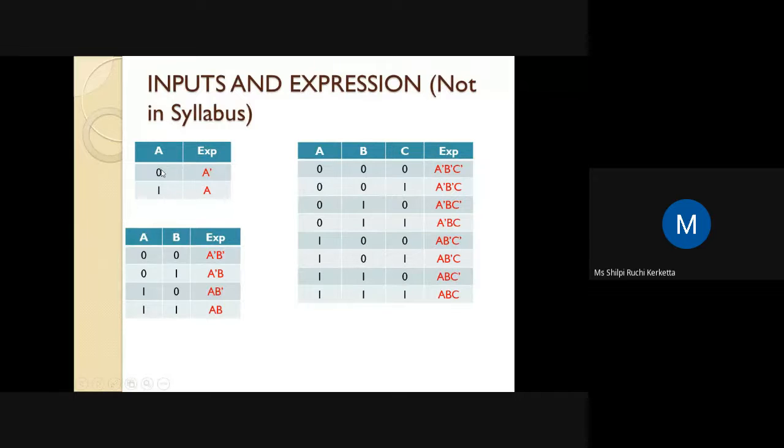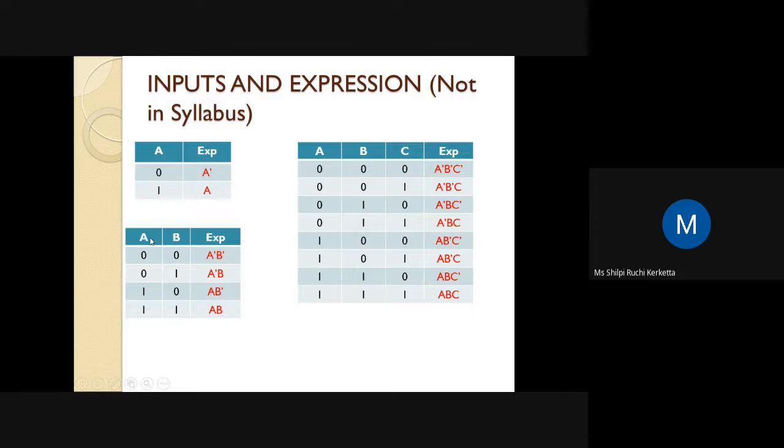So if we have only one input, how can we write this one input? So only A will be the input. So our combinations will be 2 to the power n. So only one is there. So 2 to the power n, it means it is 2. So two types of combinations will be there. One will be 0 and one will be 1. Okay. So how can we write this 0? We can write it as A dash or A bar. And 1 we can write as A.